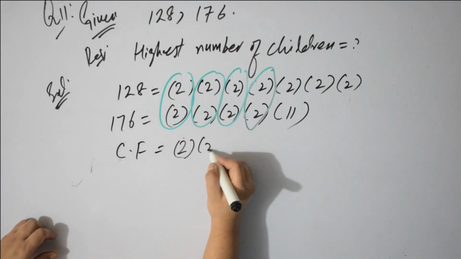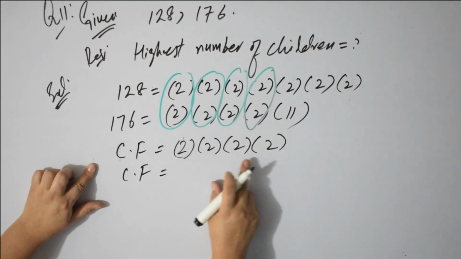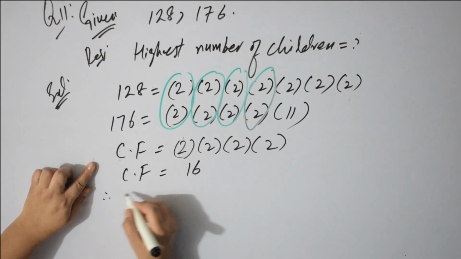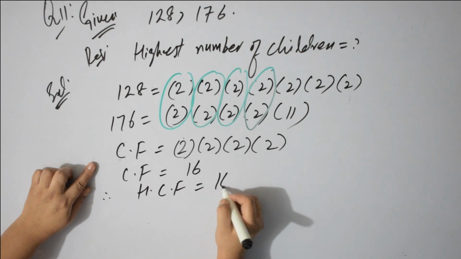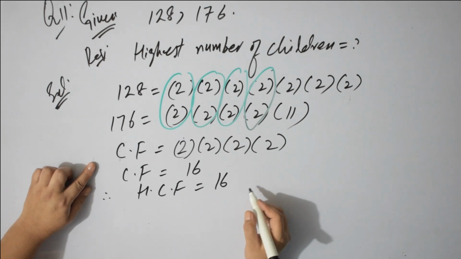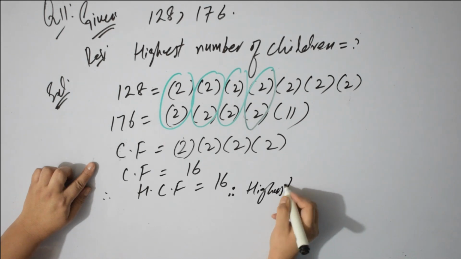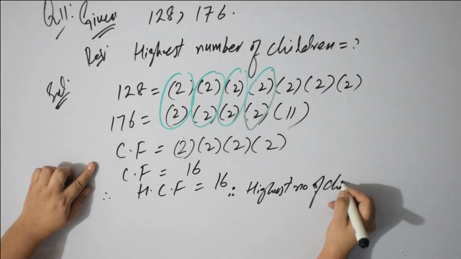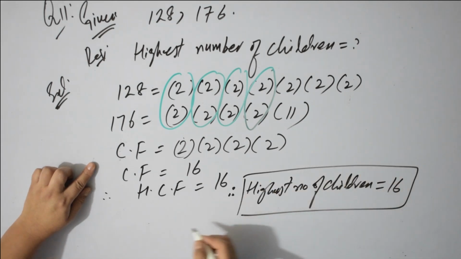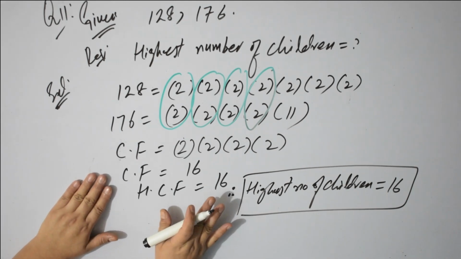2 2s are 4, 4 2s are 8, 8 2s are 16. Therefore HCF is equal to 16, and how will you write it? You will write at the end: therefore, the highest number of children is equal to 16. It means among 16 students he distributes an equal number of bananas and apples.